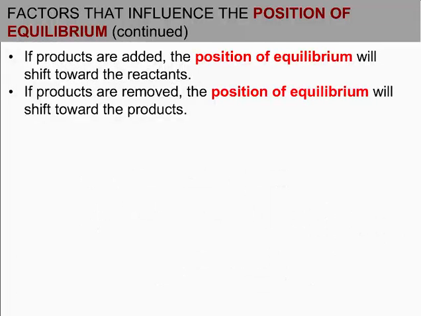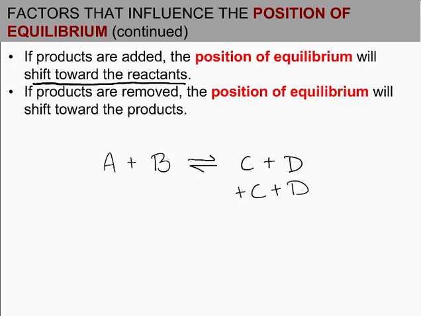Now, what if we focus on the products? It's the same exact thing. So let's say we add some more products. So we add some more C and D, then more collisions will occur, and the position of equilibrium will shift towards the reactants.